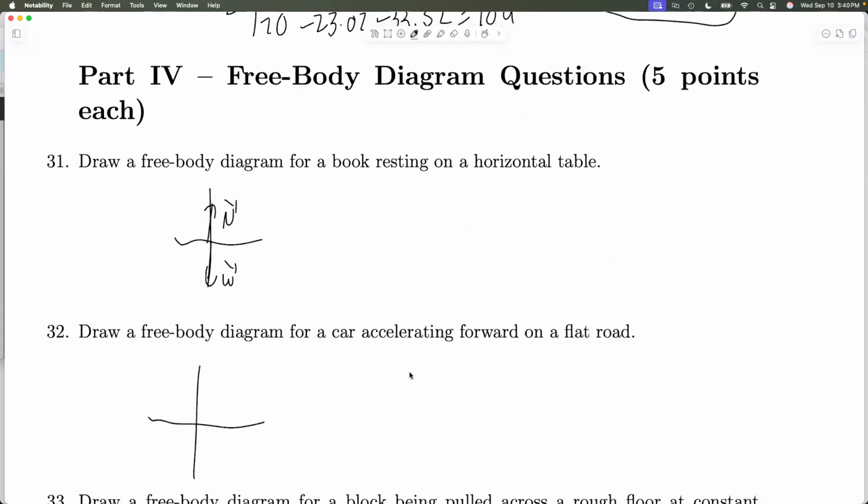All right, so I'm assuming the car is accelerating that way. Weight's down, normal force is up, and for the acceleration, we have some applied force here that comes from friction, the tires gripping the road, that points in the direction we're accelerating.